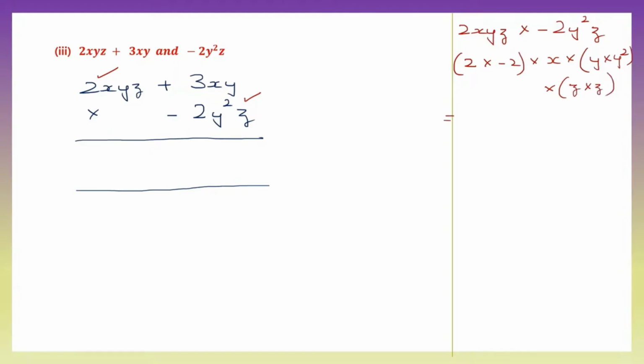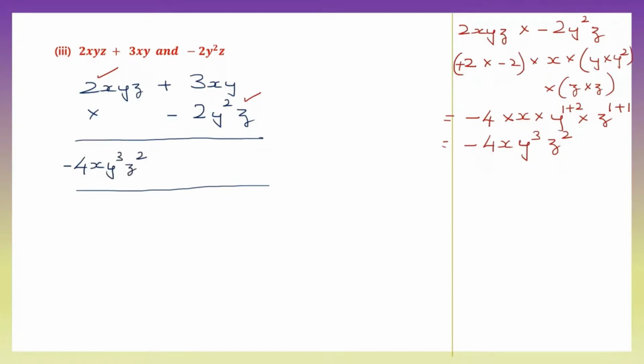Now let's multiply. Plus into minus is minus. 2 2's are 4 into x into y to the power of 1 plus 2 into z to the power of 1 plus 1. So that becomes minus 4x y to the power of 3 and z to the power of 2. So what do we have here? Minus 4x y cube z square.